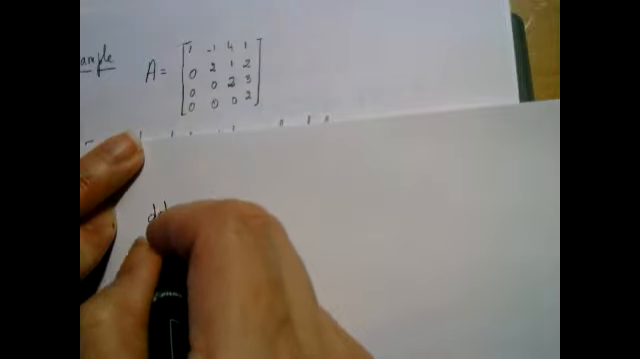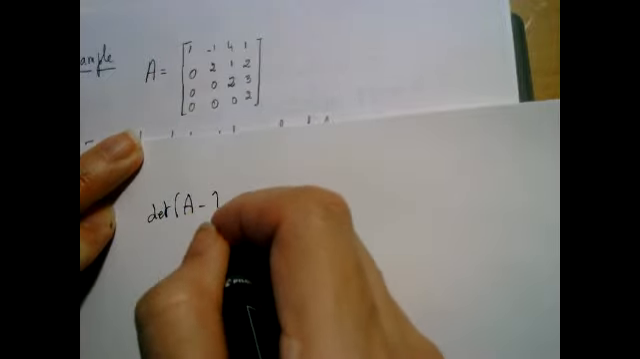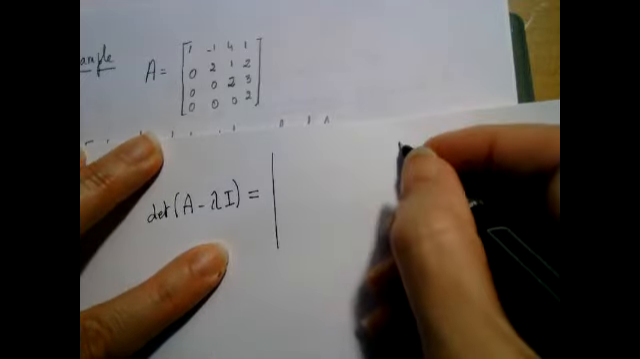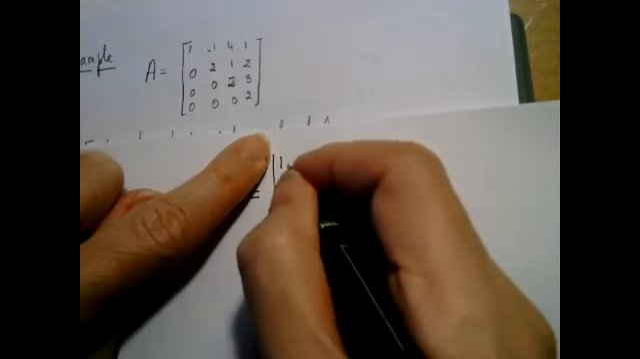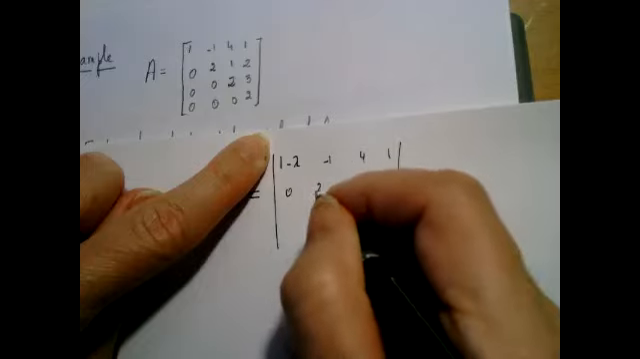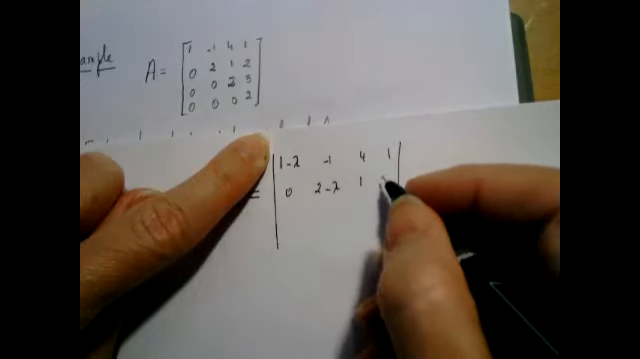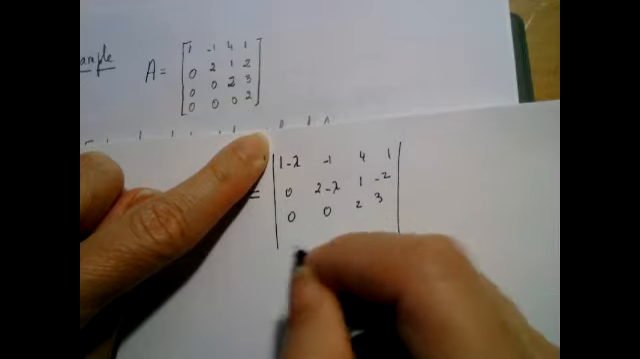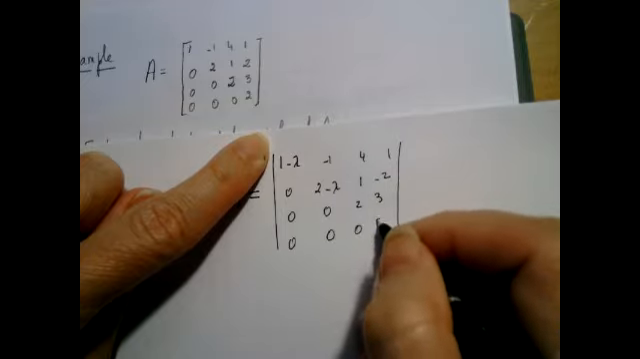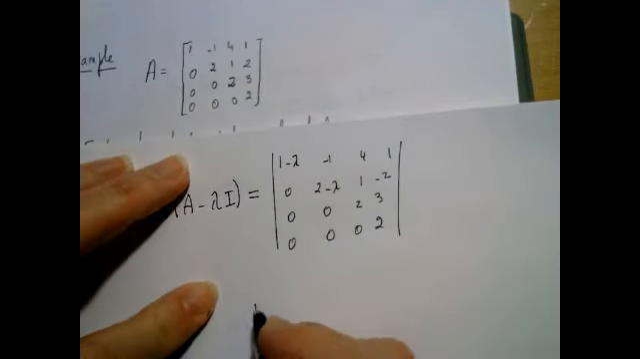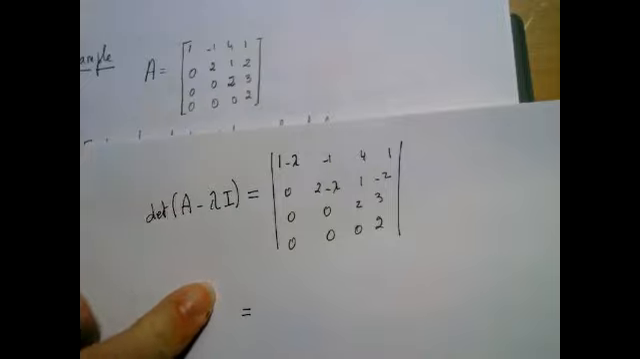It's the determinant of A minus lambda I, which is equal to what? What's the determinant? It means the following. I have to subtract a lambda from the terms along the diagonal: 1 minus lambda, 2 minus lambda, 2 minus lambda, 2 minus lambda, with entries 1, minus 2, 0, 0, 2, 3, 0, 0, 0, 2. That's the characteristic polynomial. We have to compute it.